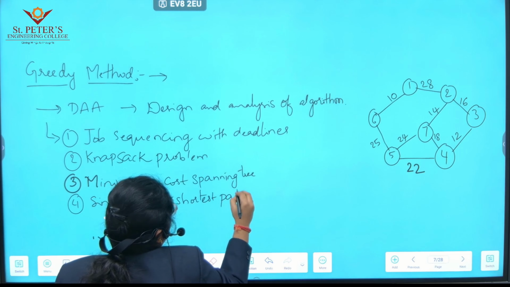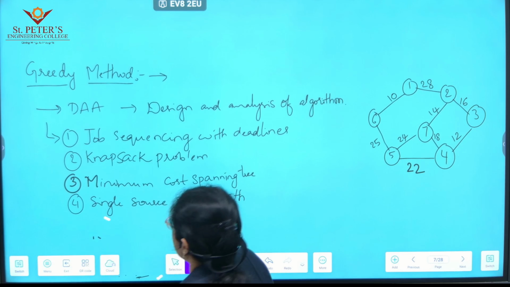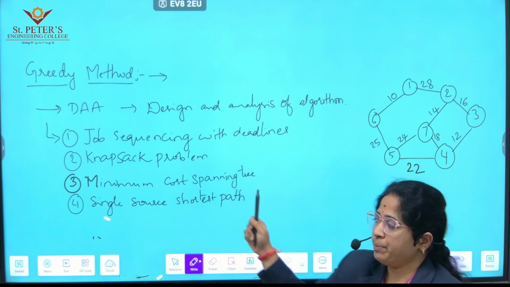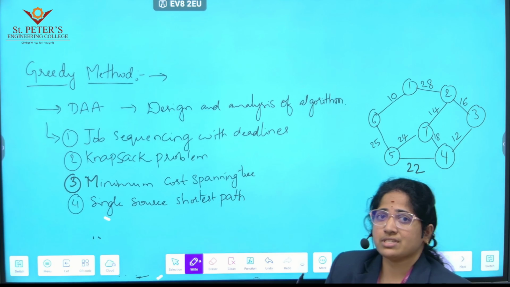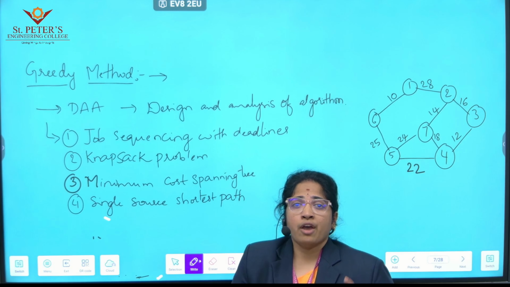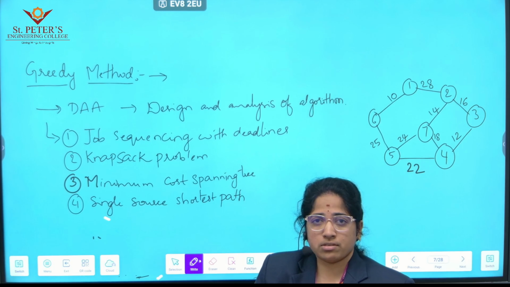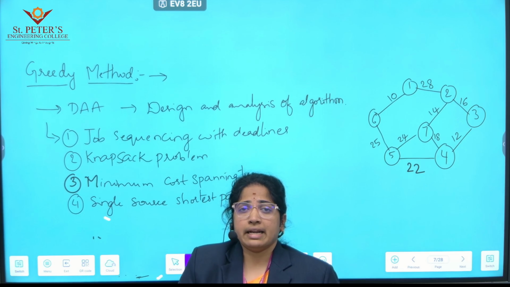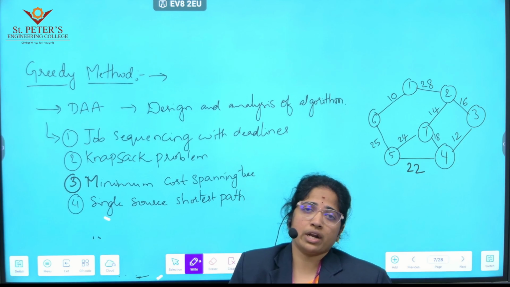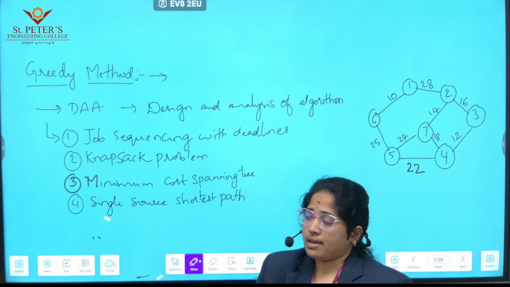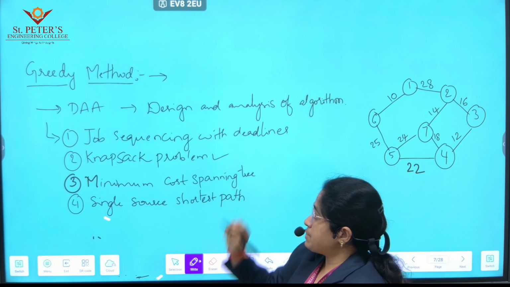Here I am going to give a brief description of these 4 applications in the greedy method. What is the first one? Job sequencing with deadlines is nothing but scheduling the jobs to a system based on their deadline. Deadline is the time limit in which the task should be executed or completed.